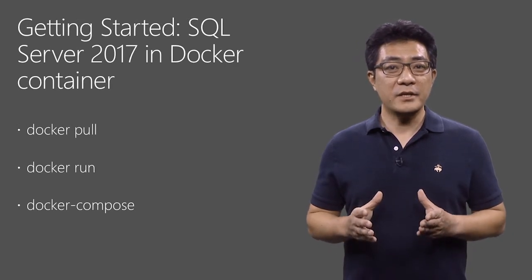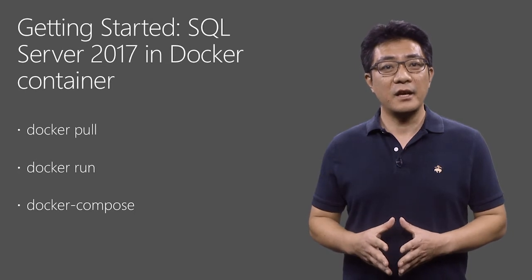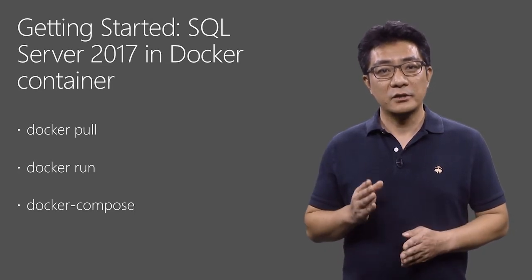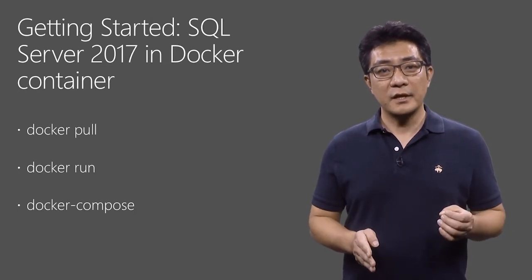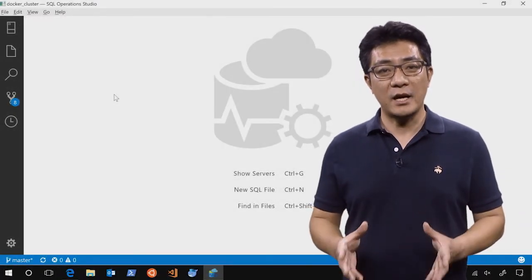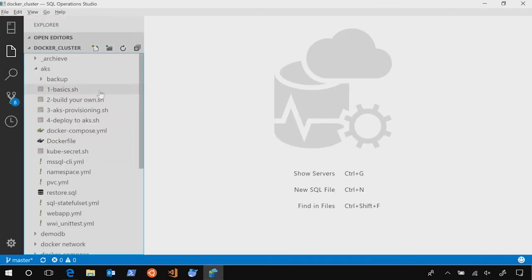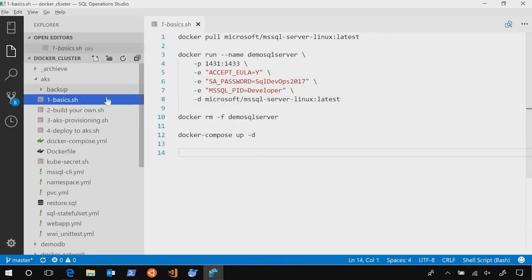Let's start with the basic commands to run SQL Server 2017 in a Docker container. Just to remember, Docker pull, Docker run, and Docker compose. Let's take a look at a demo to see how it works. All right, let's open up our demo script. I have prepared a demo script so that we can go very smoothly. So first one is the basics.